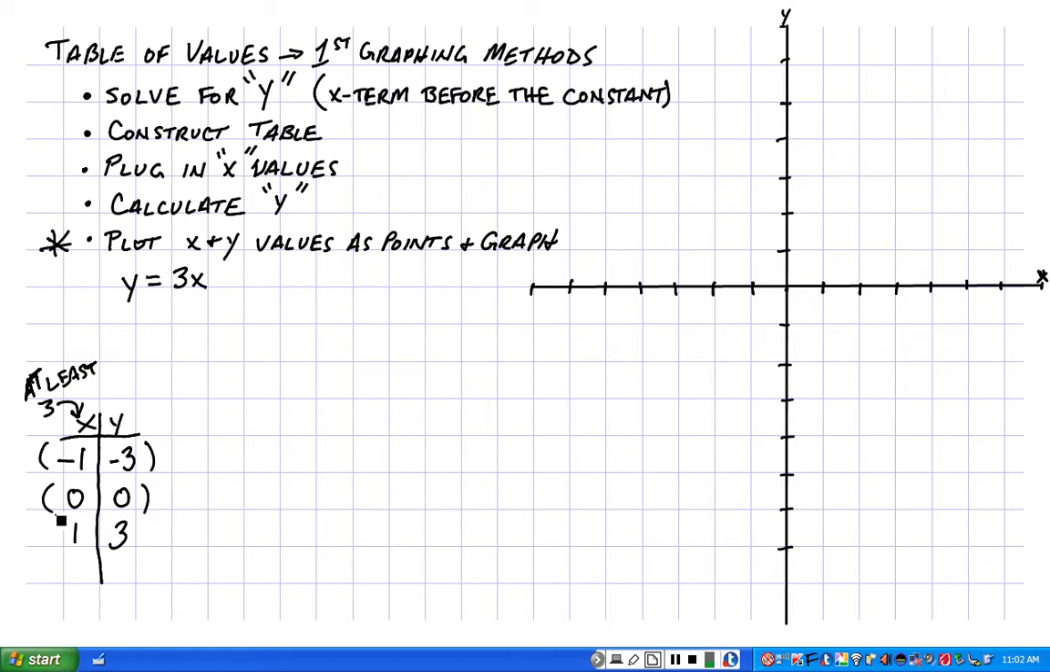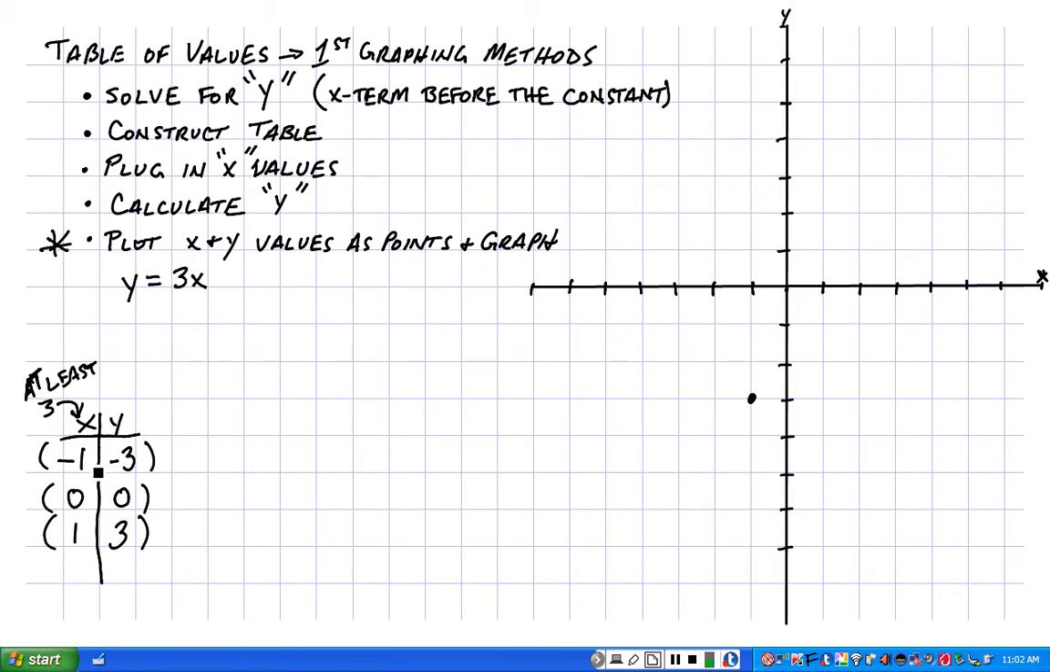So I can plot my points. Okay. So negative 1, negative 3, and again, if you're looking at the table of values that you have to plot, your biggest number is 3, regardless of it being positive or negative. The biggest number over here is 3.